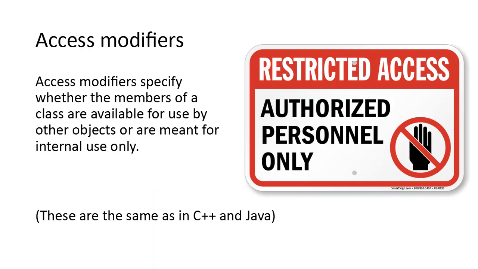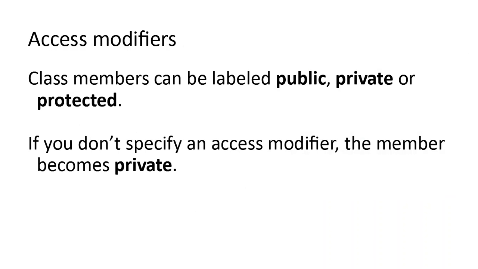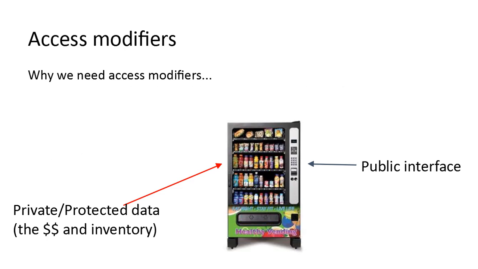Also, we have the same access modifiers that we do in C++ and Java. We have public, private, and protected. And I'm going to just review when you would use those particular access modifiers. If you don't put an access modifier on something, it becomes private. So for safety, the compiler will slap on the most restrictive access modifier that it knows, which is private.